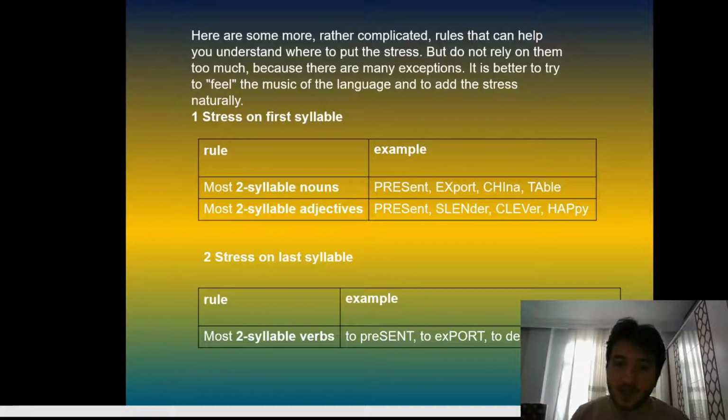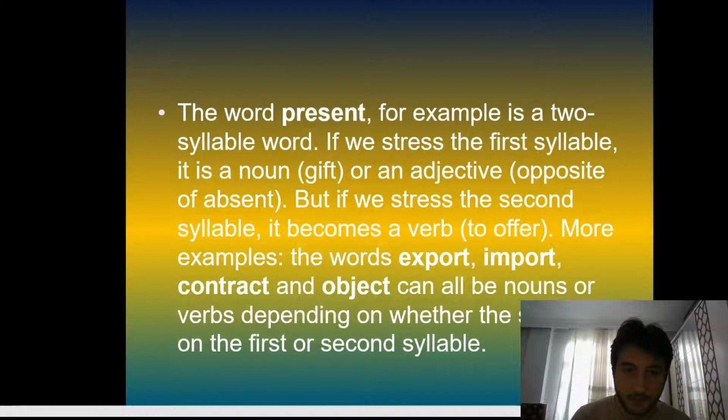Most two-syllable adjectives: present, slender, clever, happy. Second rule, stress on last syllable. Most two-syllable verbs: present, to export, to decide, to begin. The word present, for example, is a two-syllable word. If we stress the first syllable, it is a noun, which is a gift, or an adjective, the opposite of absent. But if we stress the second syllable, it becomes a verb, to offer, to show.